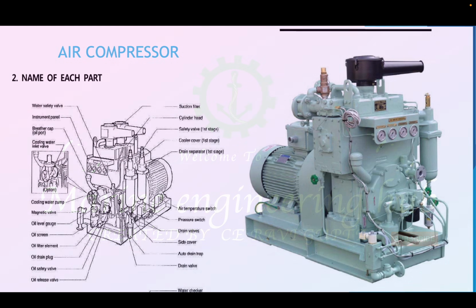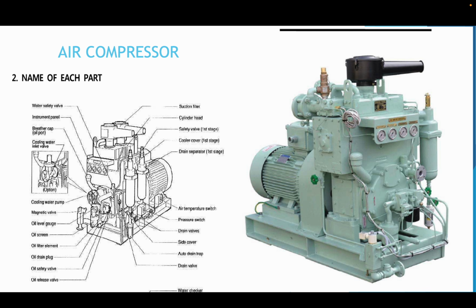So let's start today's video of the main air compressor. So what is the main air compressor? The main air compressor is a machine which produces high pressurized air, over 30 bar, which is used for various purposes on board. Before seeing how the machine works, let's see what the components of a main air compressor are.